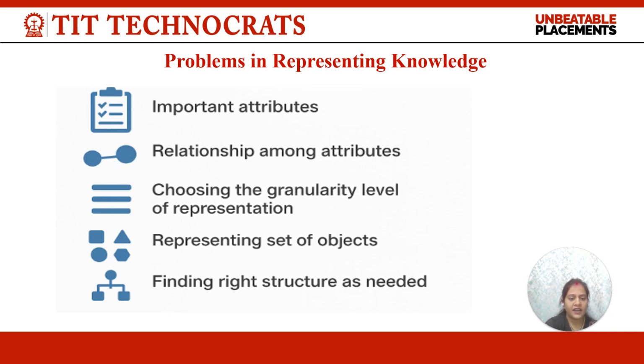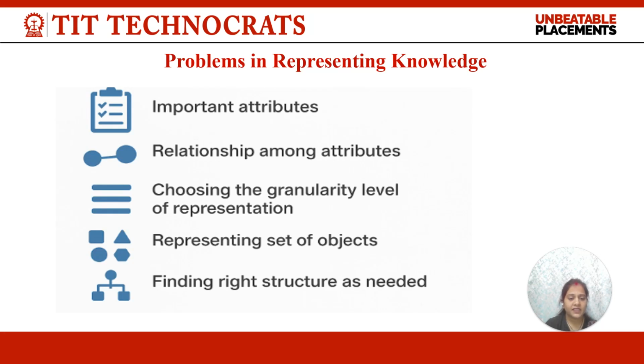Next, choosing the right granularity. We must decide how detailed the representation should be. Too much detail makes it complex and too little may make it incomplete. Next, representing sets of objects efficiently. AI systems often deal with groups or categories of things, not just single objects, and managing that efficiently is a big challenge.